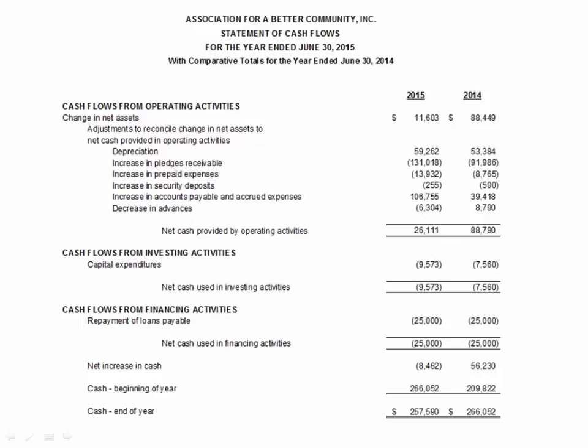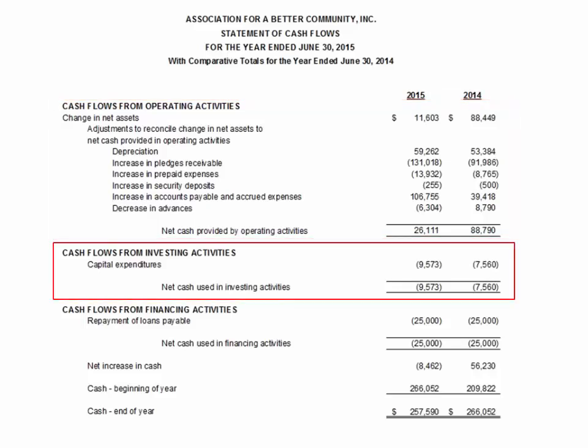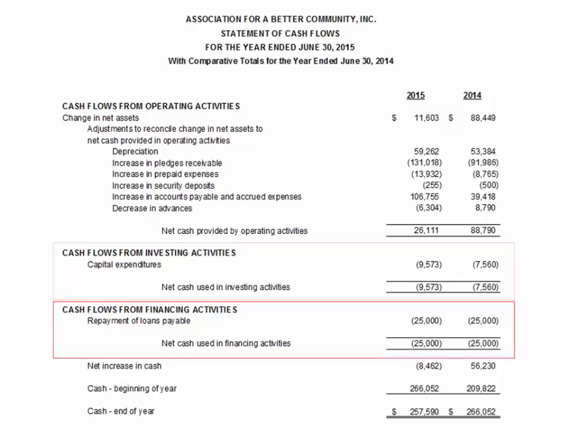It reports on cash coming in and cash going out from your operations. So there's a section of cash flows from operating activities, from investments and investing activities, including investments in fixed assets and capital, and finally from financing activities. So if you have taken out loans or repaid loans, that will be reflected here.